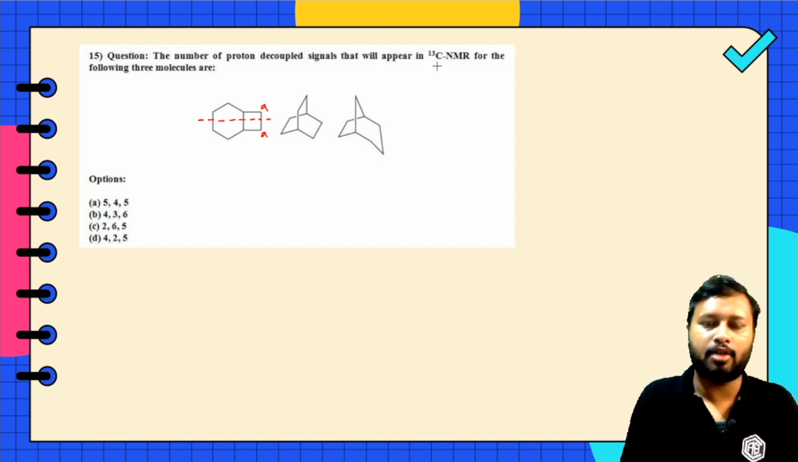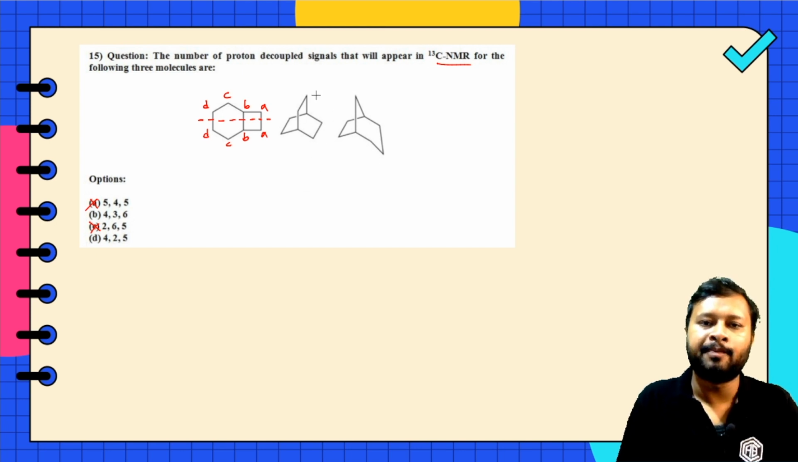Since they are talking about carbon NMR, we'll just look for carbons. If this is a carbon of type B, this will be a carbon of type B. This is of type C, type C, type D, type D. So you got 4 types of carbon in the first option. You can cancel out option A and option C because they say 5 and 2. They are not going to be the correct answer. So either option B or option D is correct.